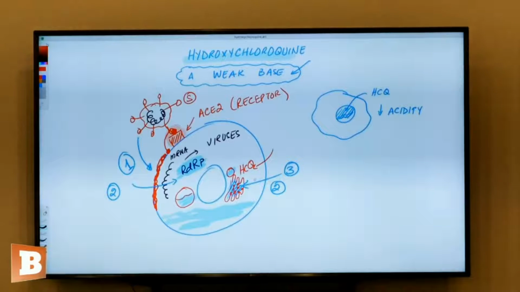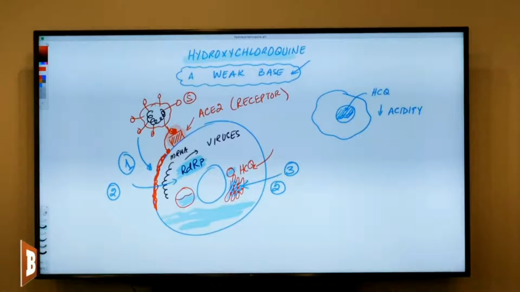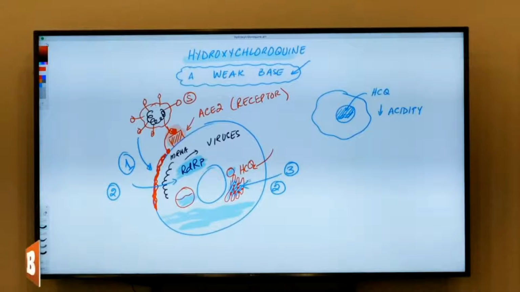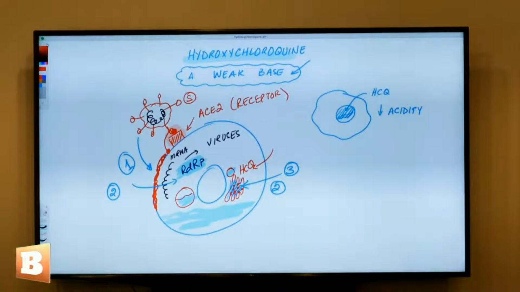So now that the endoplasmic reticulums are not able to work correctly, the assembly of the virus cannot occur correctly, or cannot occur. So virus assembly is stalled as well. That is the third mechanism.